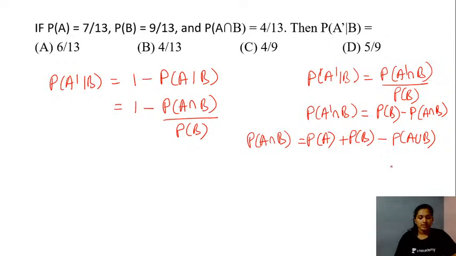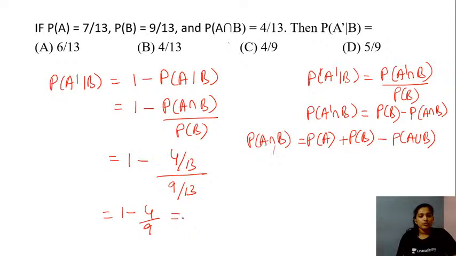Right, students, so let me substitute the values. Yes, we are already given the value for probability of A and B. So let me just substitute it, right? This would be 1 minus 4 by 13 divided by, in this case, the probability of B, which is 9 by 13, right? So you would have the value as 1 minus 4 by 9, which will be equal to 5 by 9. Yes, option D is the right answer for this question.